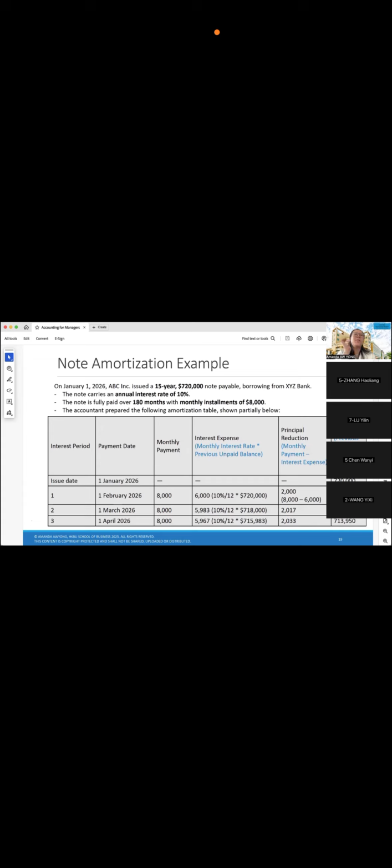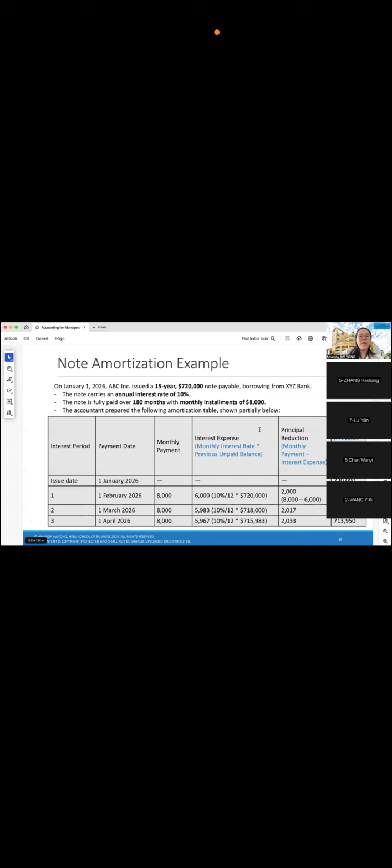Okay, so in this example, on 1st of January 2026, ABC issued a 15-year, $720,000 note payable where they borrowed from XYZ Bank. Some parameters given: the note carries an annual interest of 10%, and is fully paid over 180 months, right? So 12 times 15 years would be 180 months, with monthly installments of $8,000. So the accountant prepared the following amortization table that is partially shown below.